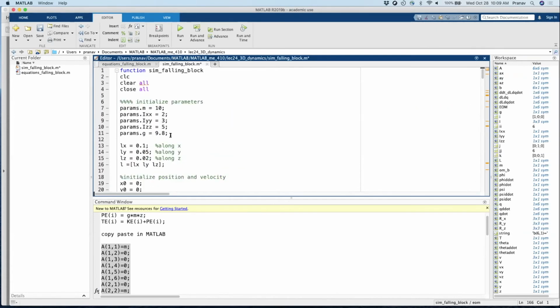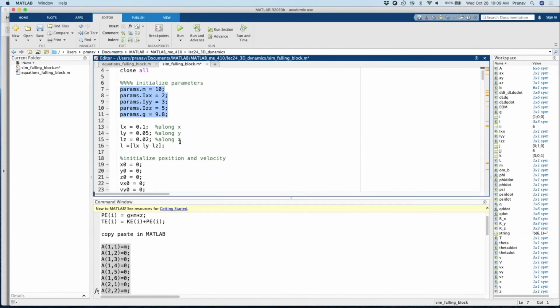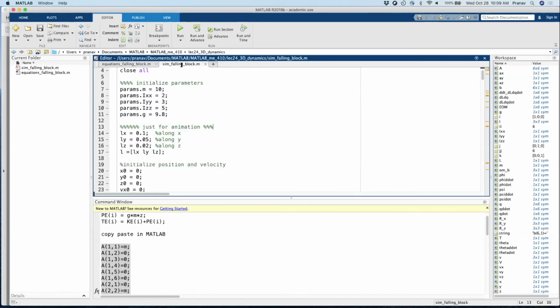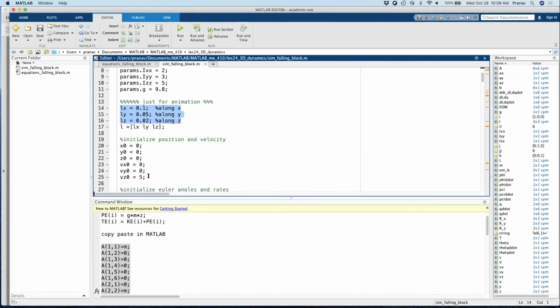Let's go through this, which is basically initializing the system. You need to give a mass, inertia, gravity, and then this is just for animation. There's nothing to do with the dynamics of the system. In fact, it's interesting that length does not feature anywhere in the equations. The length does figure somewhere in the inertias, but since we wrote the inertia as Ix, Iy, Iz, you don't need to consider these things in the equations, but they are needed when you want to animate the system.